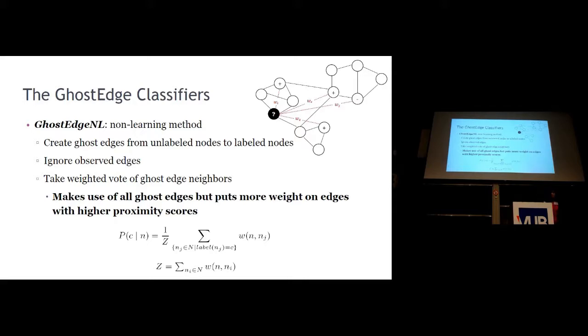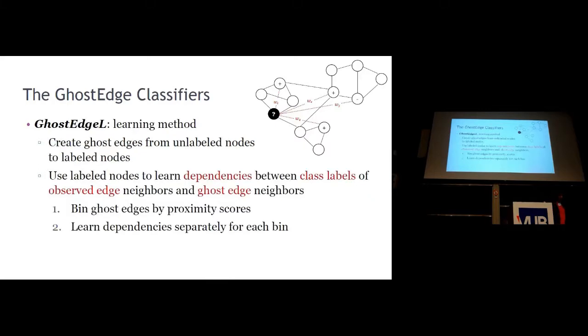Then I'm going to do just a simple weighted vote of the ghost edges. So what's the probability of Tina having class C given her neighborhood? Her neighborhood now is the links to all the labeled nodes, and it is 1 over Z, where Z is just a normalization function, and this is going to sum over all of the neighbors that Tina has that are labeled and how much weight Tina has to that node.